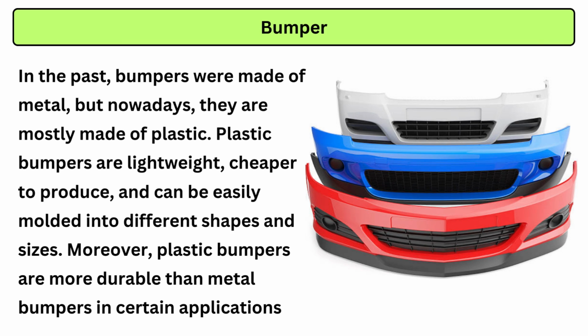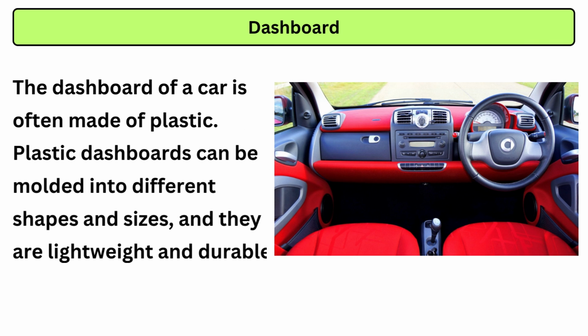Now let's take some examples to understand the plastic components in the automobile industry. In the past, bumpers were made of metal, but nowadays they are mostly made of plastic components. Plastic bumpers are lightweight, cheaper to produce, and can easily be molded into different shapes and sizes. For the next example, you can take the dashboard. The dashboard of the car is often made of plastic components only. The plastic dashboard can be molded into different shapes and sizes, and it is lightweight and durable.